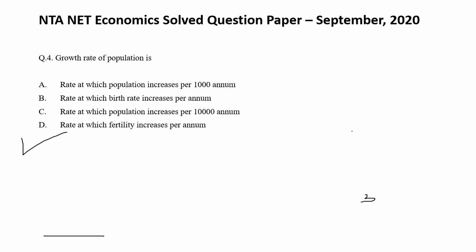Now let's look at a different question. This question is asking, what is the growth rate of population? There are 4 options given here. We have to find out which is the correct one.